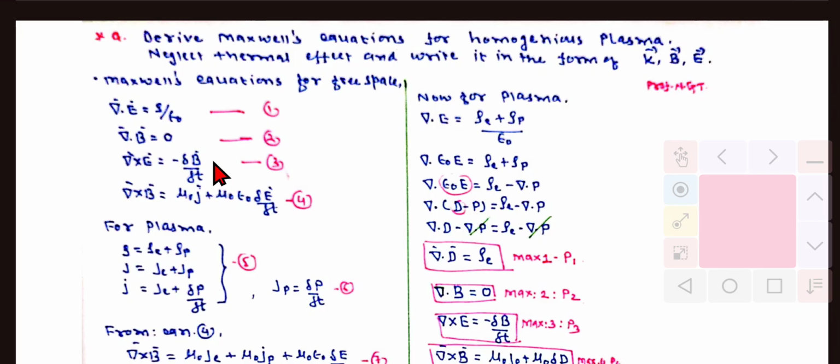Today we will discuss the Maxwell equations for homogeneous plasma, neglecting thermal effects, and we will write them in the form of the wave propagation vector K, magnetic field vector B and electric field vector E. Now, plasma itself is a dielectric material.